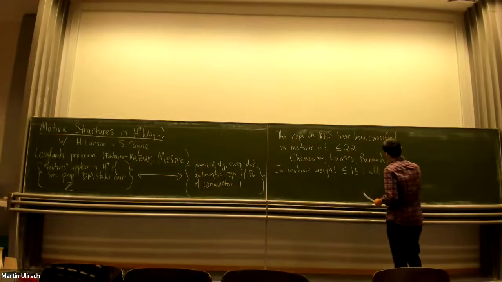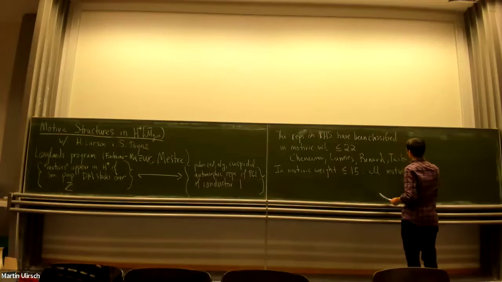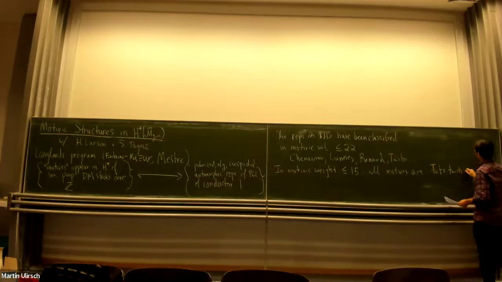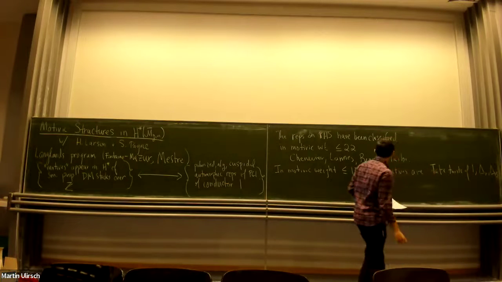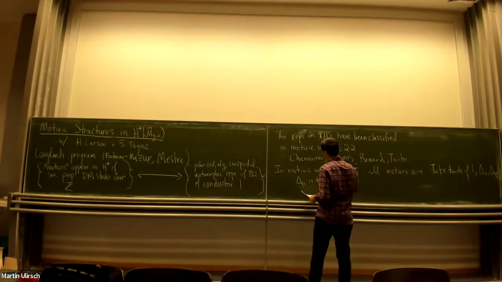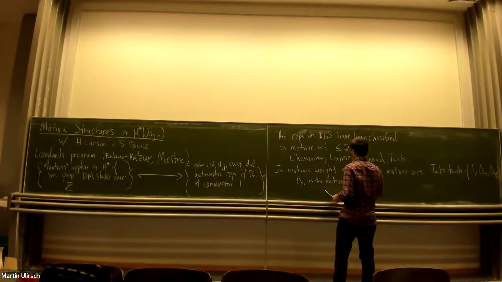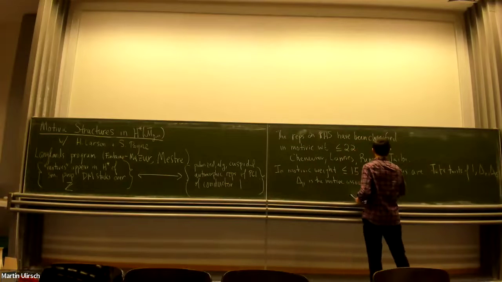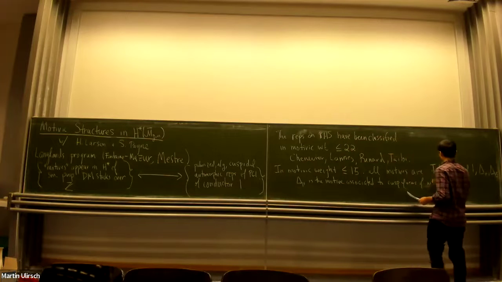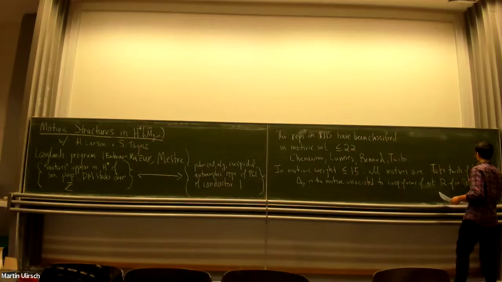All these motives are Tate twists of 1, Delta_11 and Delta_15. Let me tell you what these are. Delta_11 is the motive associated to cusp forms of weight 12 for SL_2(Z).